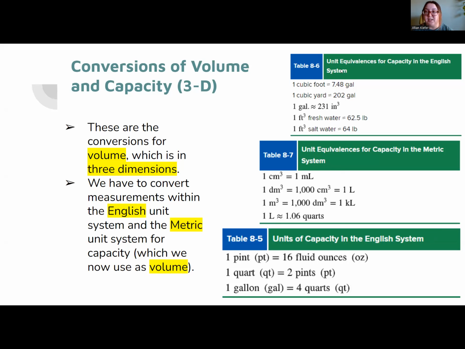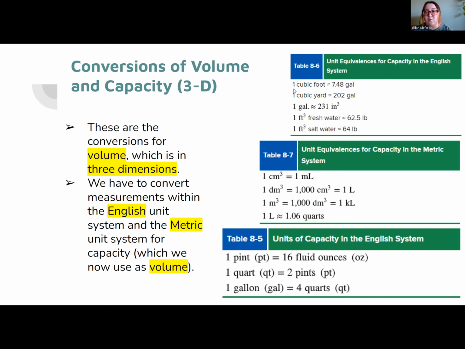First, we have our unit equivalencies for capacities in the English system. We have unit equivalencies for capacity in the metric system, and then units of capacity in the English system. So we have some different things here. This is more along the lines of volume. This is more along the lines of capacity. And then they are very blended in the metric system. Metric is just volume.